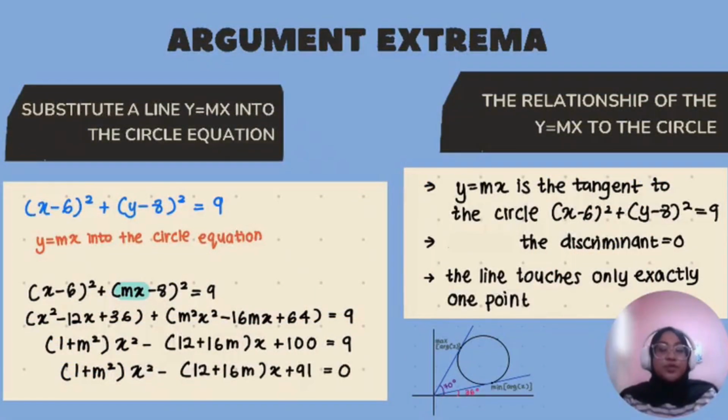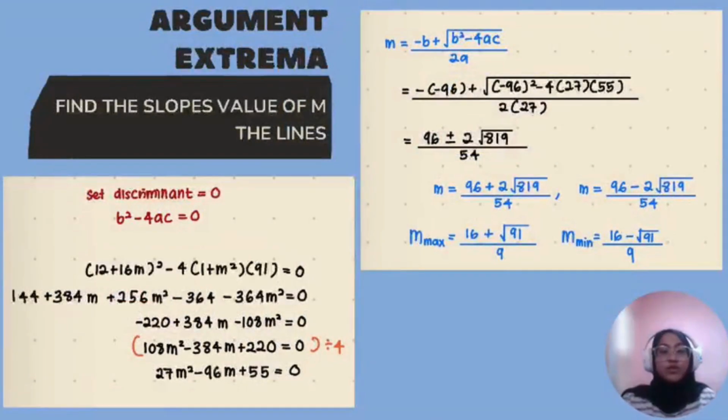Here we just substitute y equal to mx into the circle equation. The line y equal to mx is tangent to the circle because we want to find the max and min argument of z, so it must touch at only one point. So to find the slope value, we need to make the discriminant equal to 0. Then when we solve the equation, we will get m max and m min.